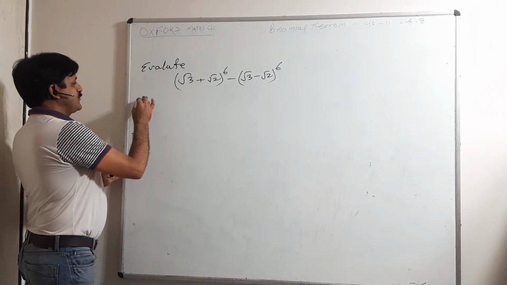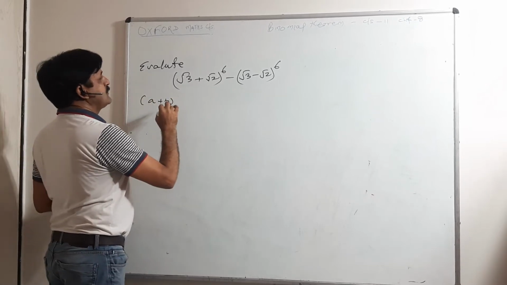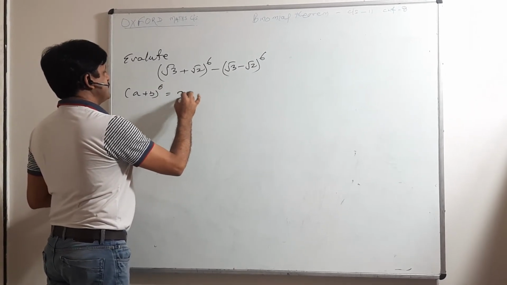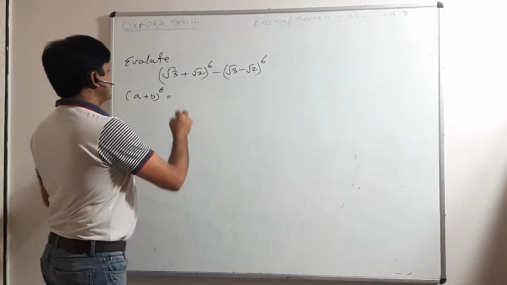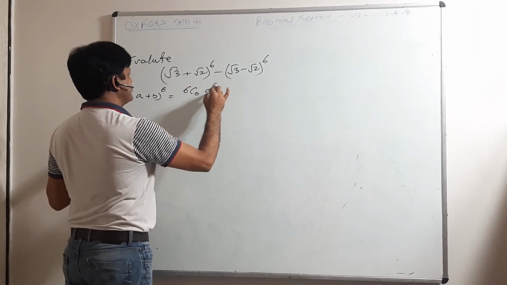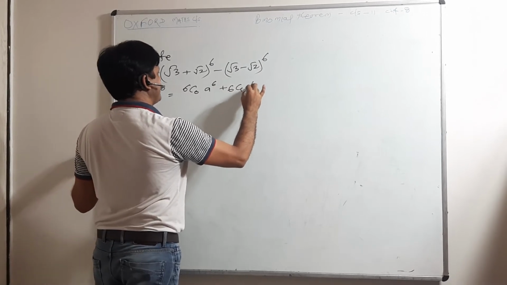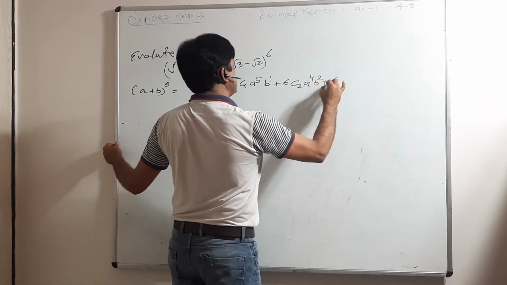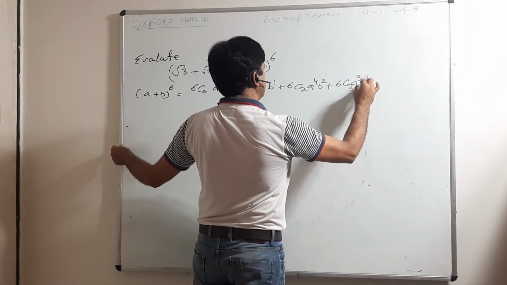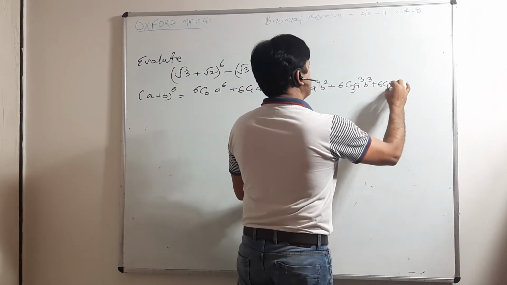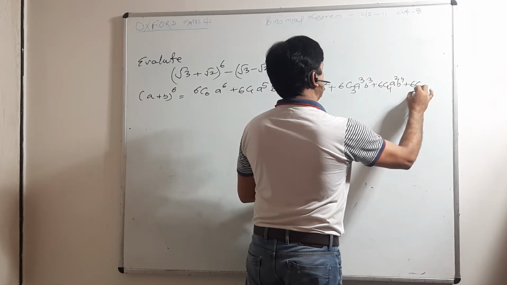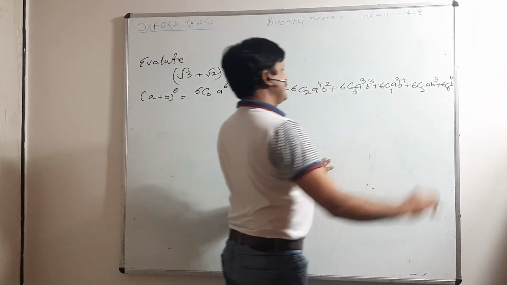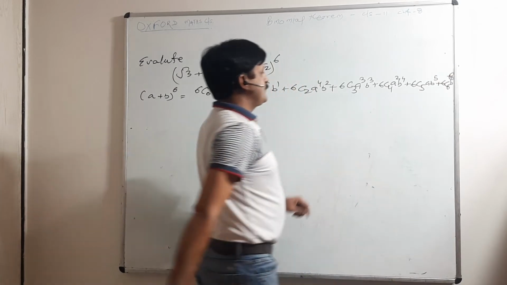General term of the binomial theorem, a plus b whole power 6 is equal to nC r, n means 6. 6C0 a to the power 6 plus 6C1 a to the power 5 b to the power 1 plus 6C2 a to the power 4 b squared plus 6C3 a cube b cube plus 6C4 a squared b to the power 4 plus 6C5 a b to the power 5 and last is 6C6 b to the power 6.